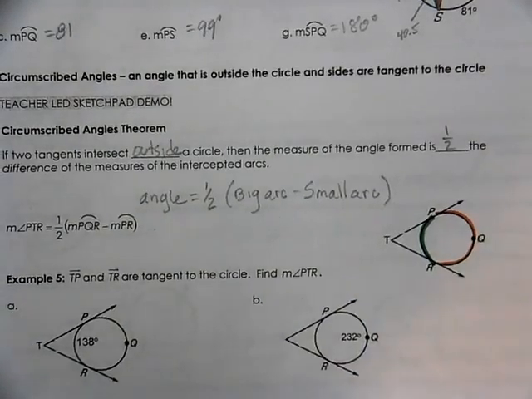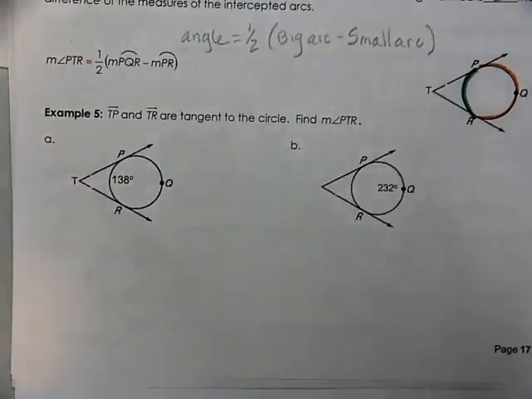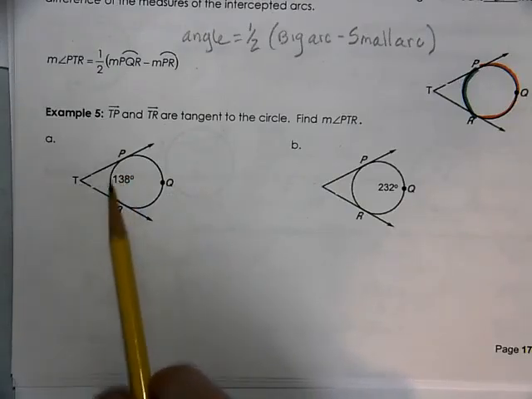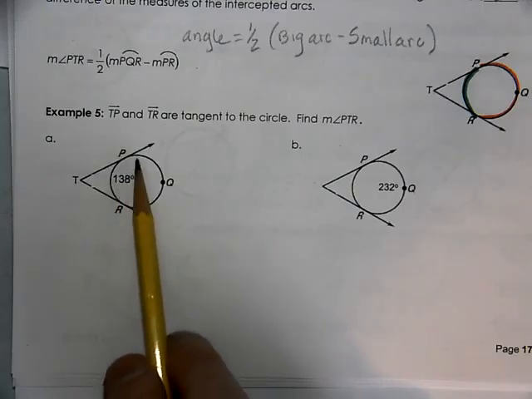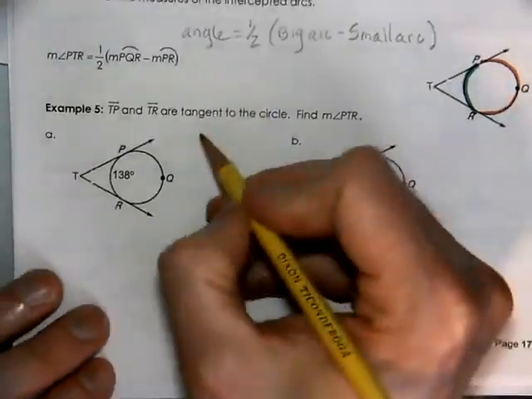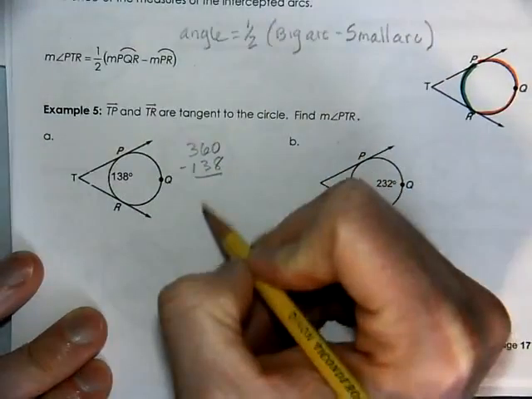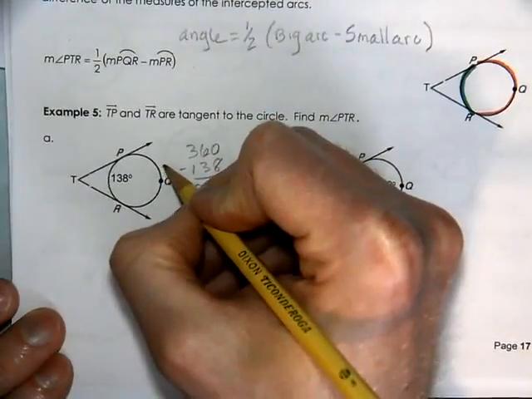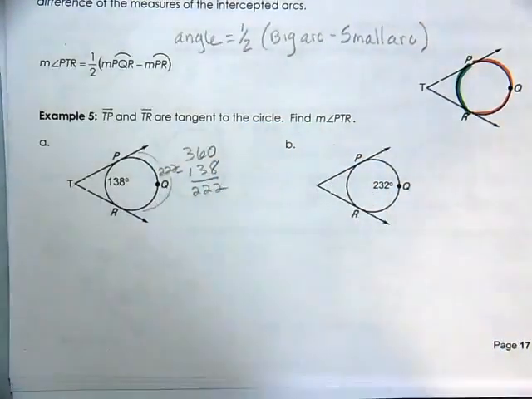So we'll come on down to letter A, and we notice we have an arc that's being formed by the angles. The two arcs put together make 360. So if you take 360 and subtract 138 from that, you know you're going to get 222. So 222 is that arc.